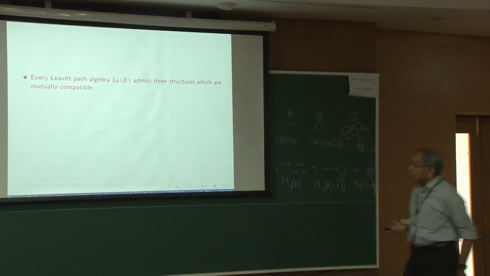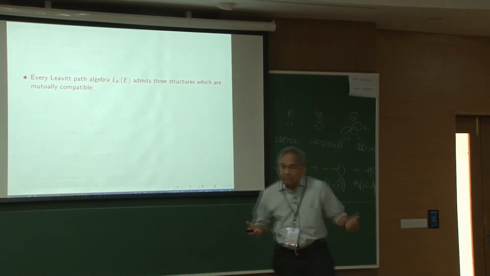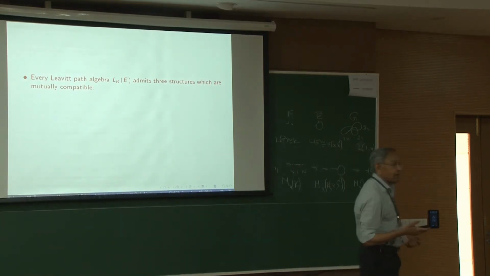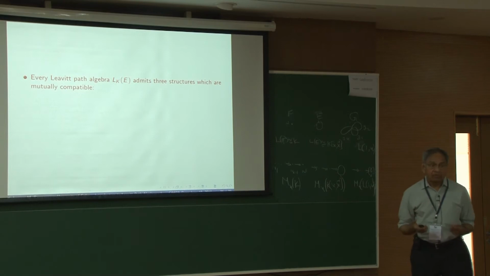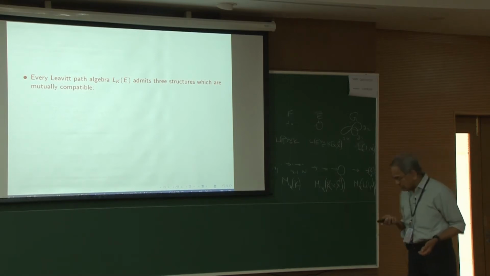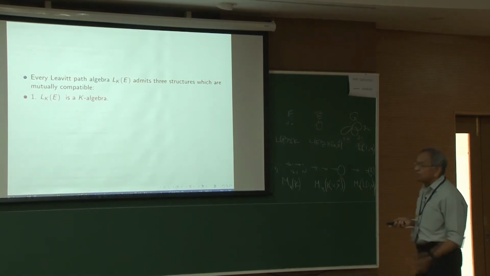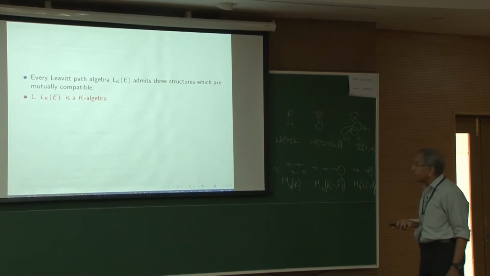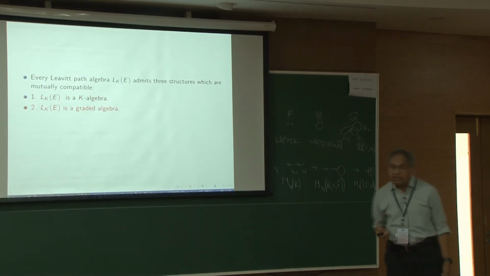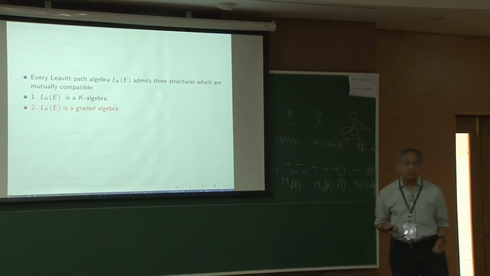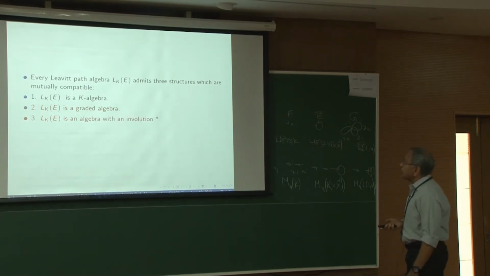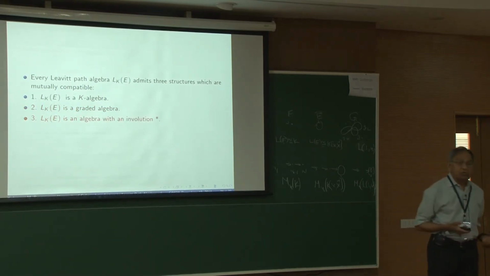Now, just as the real number system has more than one structure, the Leavitt path algebra has at least three structures. It has an algebraic structure: it's a K-algebra. It's a graded ring, that is a graded structure, and it also is a ring with involution.